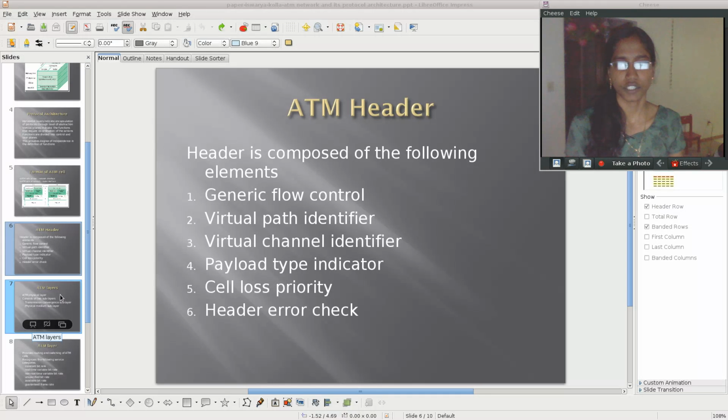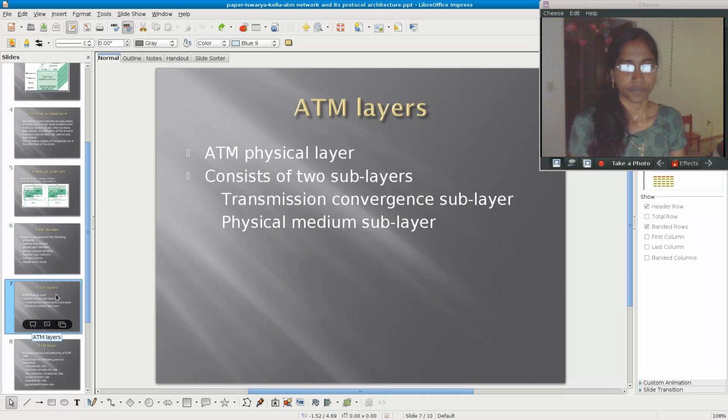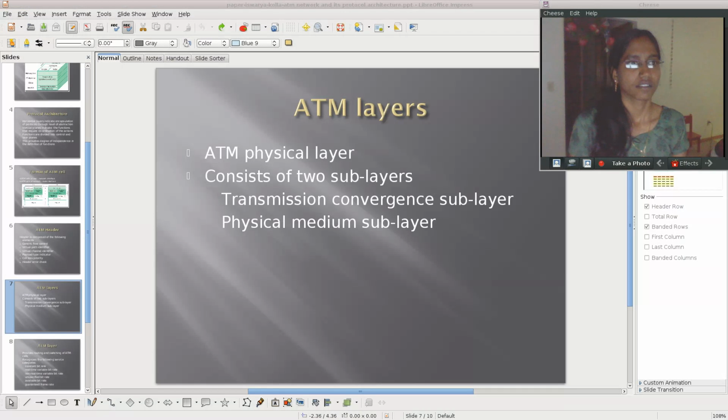The next field is the payload type identifier. It is a 3-bit field and its bits are used as follows. The first bit tells the type of ATM cell that will follow. If the first bit is 0, then it signifies user data, and if it is set to 1, then it signifies operations, administration and management data.